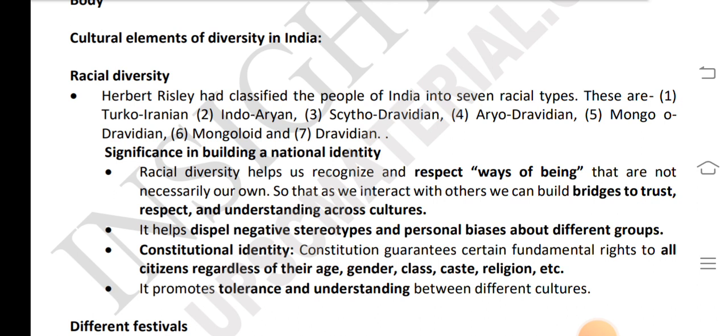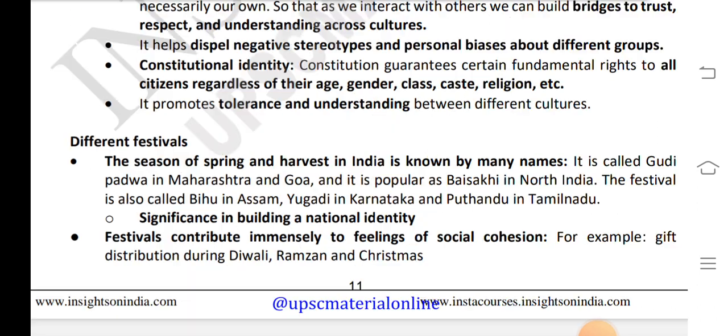Racial diversity helps us recognize and respect ways of living that are not necessarily our own, so that as we interact with others, we can build a bridge of trust, respect and understanding across cultures. It helps dispel negative stereotypes and biases about different groups.